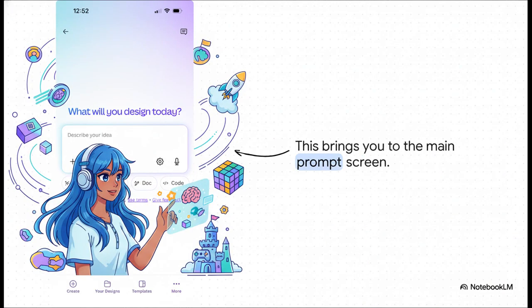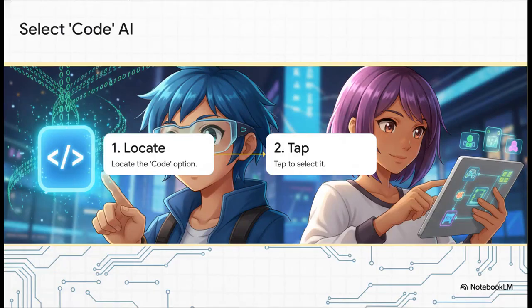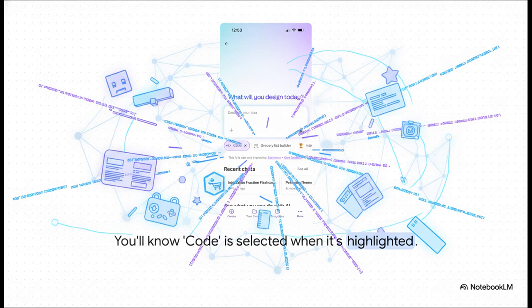So this is the main prompt screen, but for what we're doing, we need a special tool. Find and tap on the code option. This tells the AI that you want to build an app. You'll know you've got it when it's highlighted. Now the AI is ready for your idea.